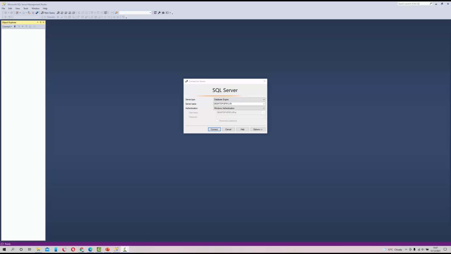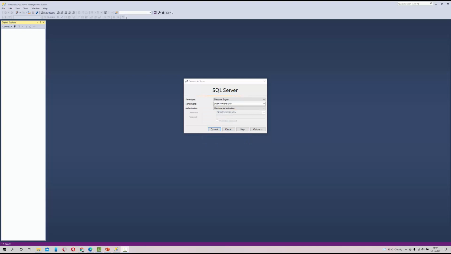Now, in terms of how you pronounce SQL, as you probably know, you could pronounce it "sequel", as in a sequel of the Terminator film. Or you might also hear it pronounced as S-Q-L, separate letters.